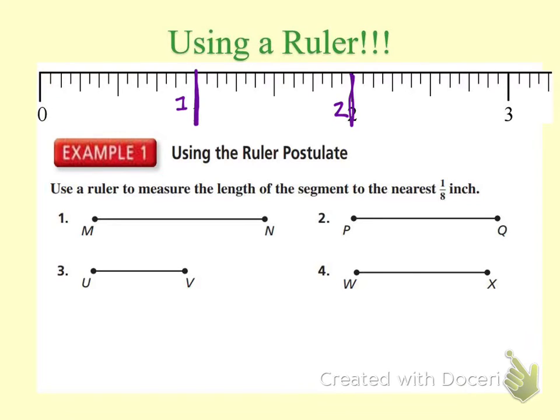There are 16 of them. So, you can do one of two things. Well, in this class, I would prefer you do one. We're going to round to the nearest eighth. You have 16ths on here.